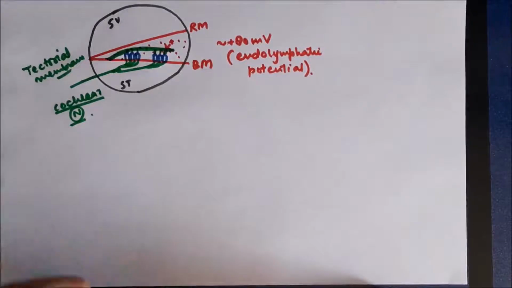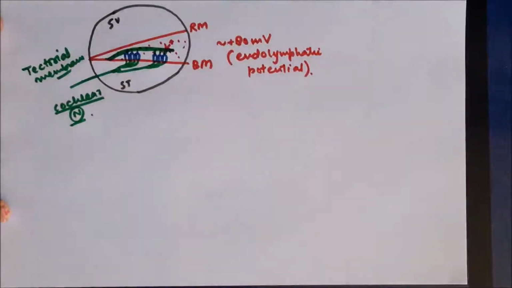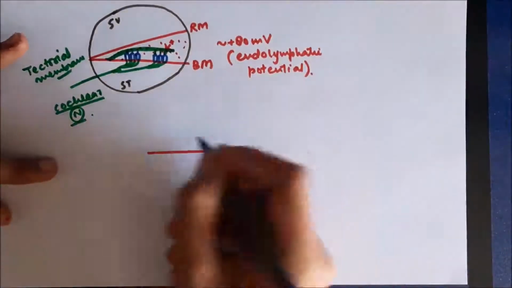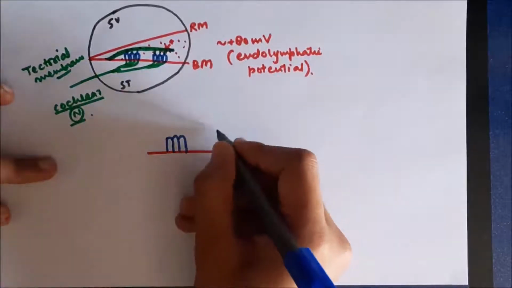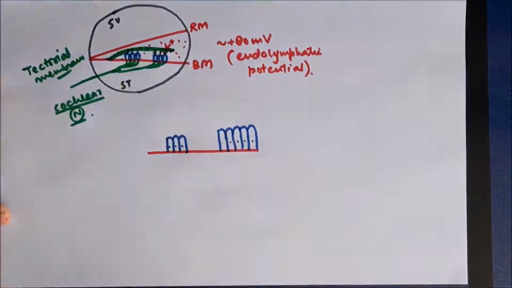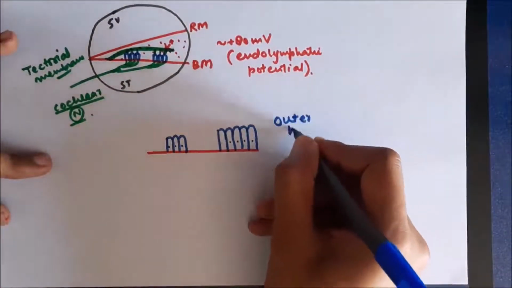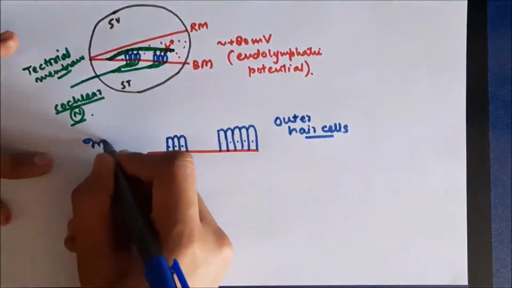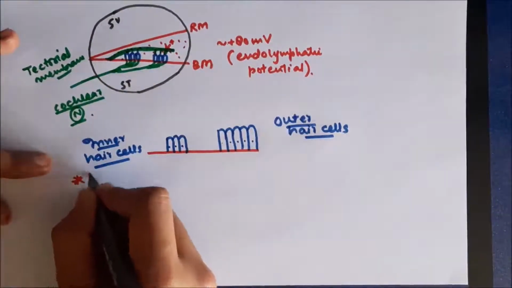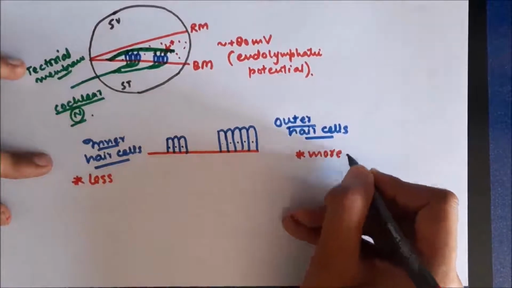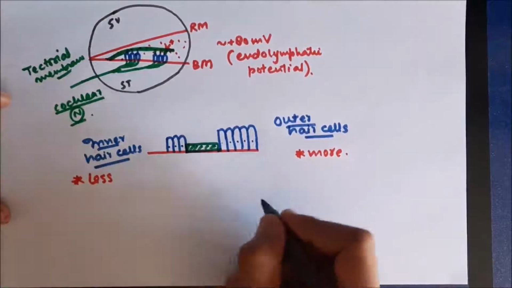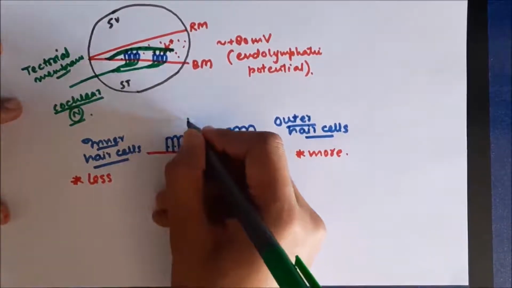If we take a look at the hair cells present in the organ of Corti, they can be of two types. If this is the basilar membrane, these hair cells can be divided into two different types. One group of hair cells is present on the inner side, and another is present on the outer side. The hair cells on the outer side are called outer hair cells, and the hair cells on the inner side are called inner hair cells. As is clear from the diagram, inner hair cells are fewer in number compared to outer hair cells. Outer hair cells are more in number, and these are the supporting cells between outer and inner hair cells. This is the Deiters' cell.